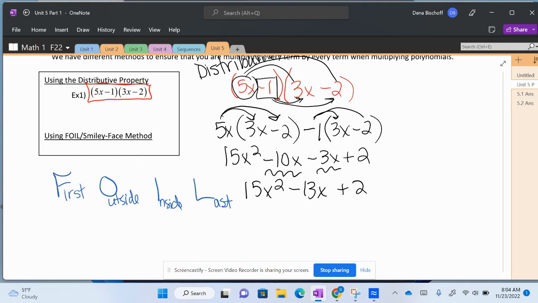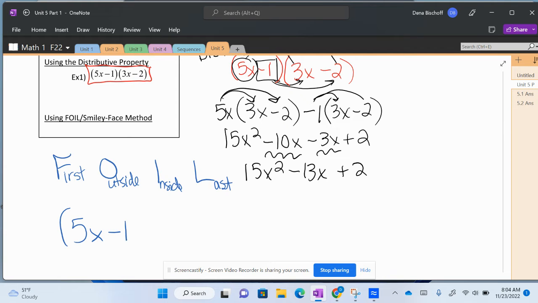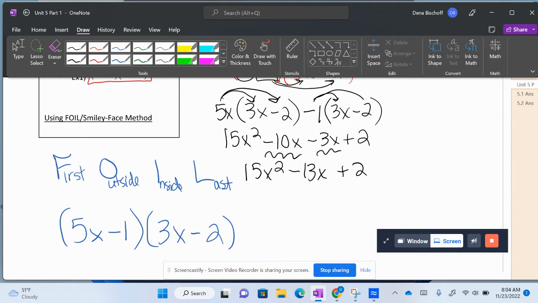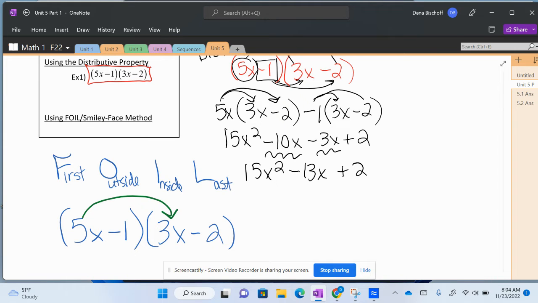First, outside, inside, last. So I'm going to rewrite 5x minus 1 times the quantity 3x minus 2. And we are going to multiply the first term of the first parenthesis by the first term of the second parenthesis. So I'm going to write it out as 5x times 3x. That's what the first is.